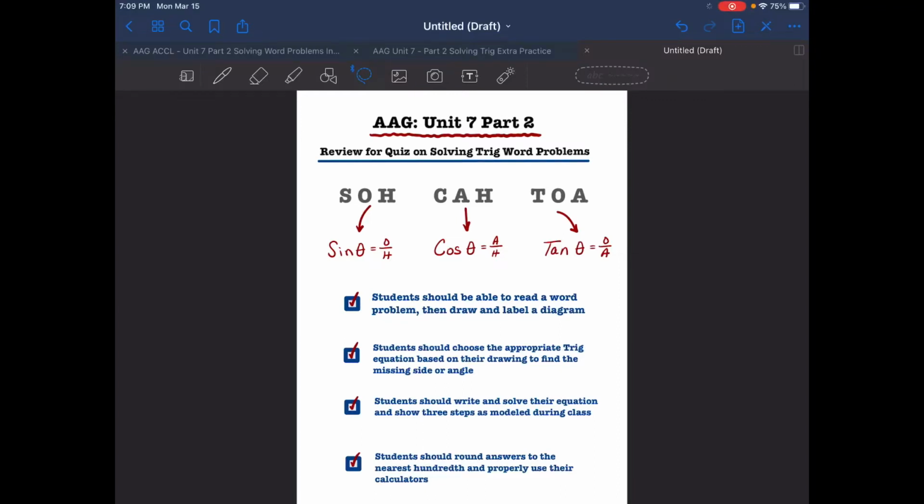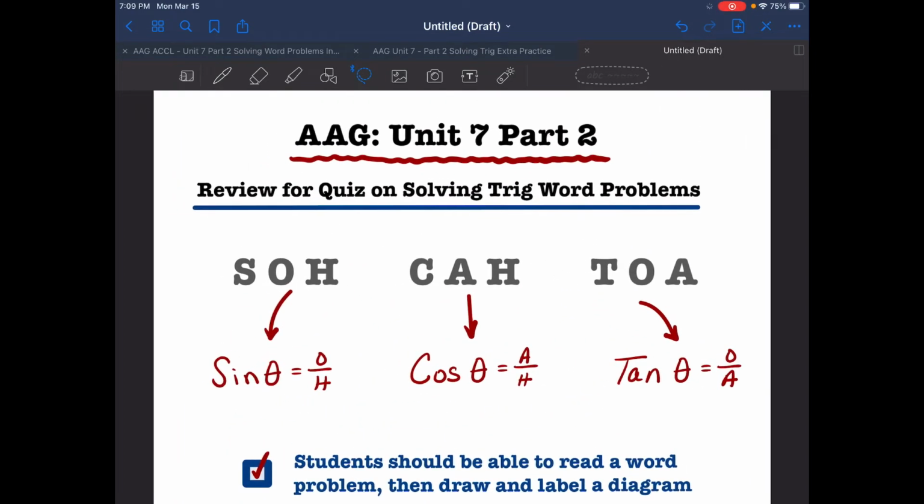AAG, Unit 7, Part 2 quiz. So we're going to review for our quiz on solving word problems using trig. So we have our SOHCAHTOA acronym, which is a 9-letter acronym that helps us to remember 3 of the basic trig functions: sine, cosine, and tangent.